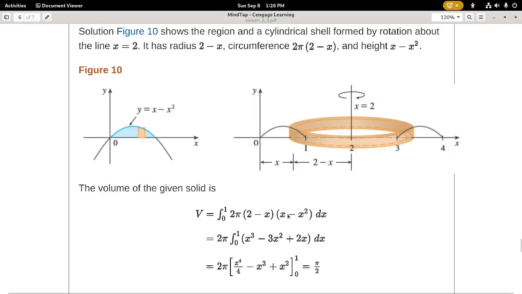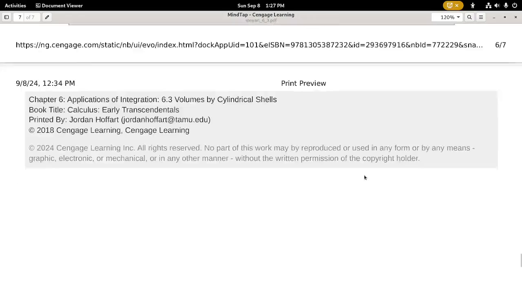So 2 pi radius, height, integrate as x goes from 0 to 1 in order to get all of the shells you just created. And now you just integrate this polynomial. Not bad. There's the volume. Okay, cool. Important thing was how to set this up. So yeah, pretty straightforward. Let's see, what's next? And that's it.